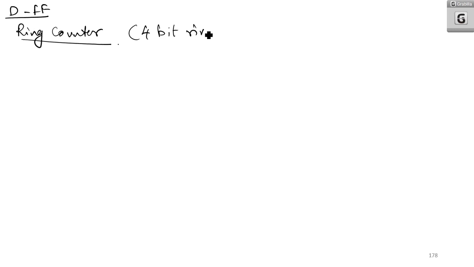Now generally what I have mentioned in the earlier lectures is that shift registers need to be designed only using D flip-flop if possible. So I am going to explain about a ring counter on the basis of D flip-flop. So here I am going to explain about 4-bit ring counters. It can be made to 3-bit or 2-bit or 5-bit or 6-bit, no problem. But here I am going to explain only 4-bit ring counter.